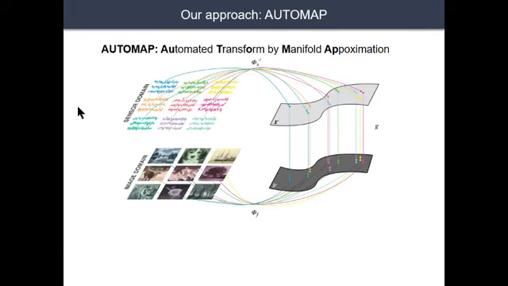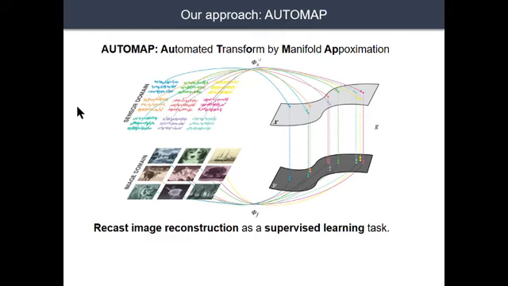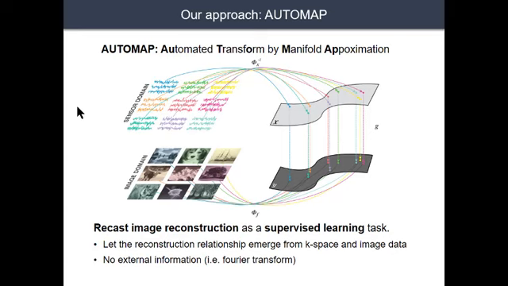So for the rest of the talk, I want to describe this new formalism, what we call AutoMap, automated transform by manifold approximation. We recast the image reconstruction problem end-to-end as a supervised learning task and let the reconstruction relationship emerge from real-world K-space and image data. AutoMap learns the optimal function from scratch, having only the data to guide it. So for example, it doesn't even know what the Fourier transform is or that there even exists any representation domains at all.